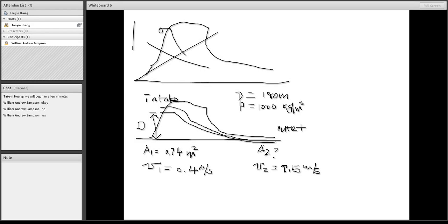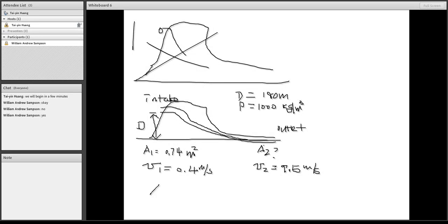Okay, so basically we have the intake on the left and the outlet on the right, and the height separation is 180 meters. We know that the cross-section area A1 is 0.74, B1 is that. So first of all, we don't know A2. Although it's not asked, it's not required, we can apply the continuity equation to figure out the cross-section area on the right.